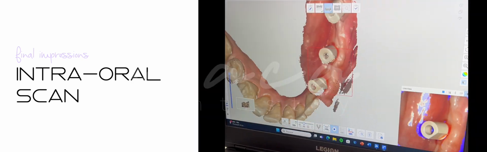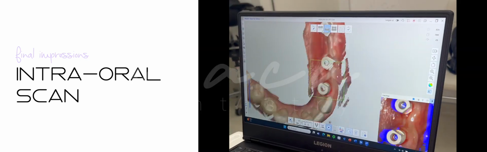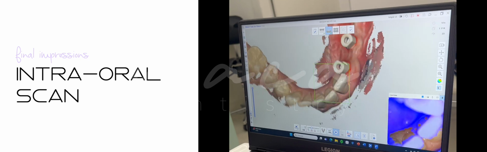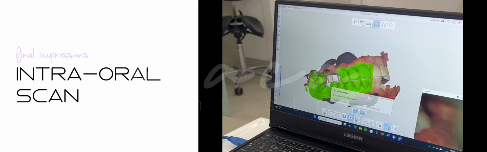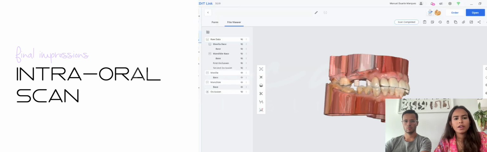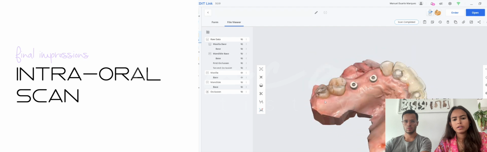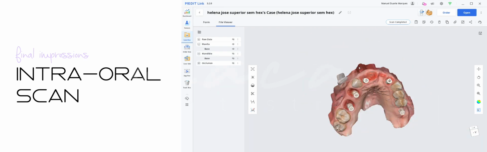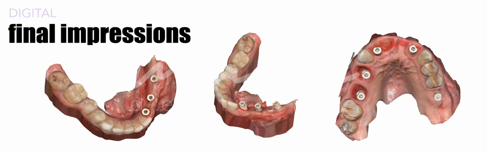Scanning everything. And finally the bite. And now some videos of the scan completed on the software. You can see we have everything we need. Also a picture of the upper arch scan and video, and some pictures of the lower arch and upper arch scan as well.